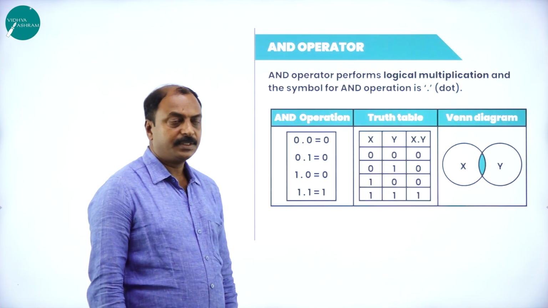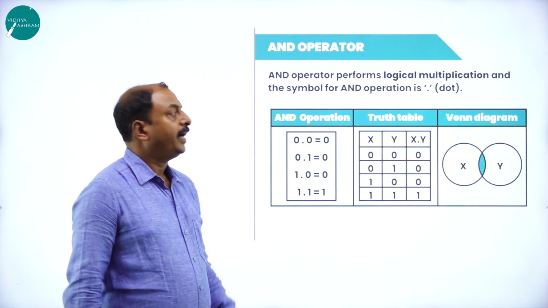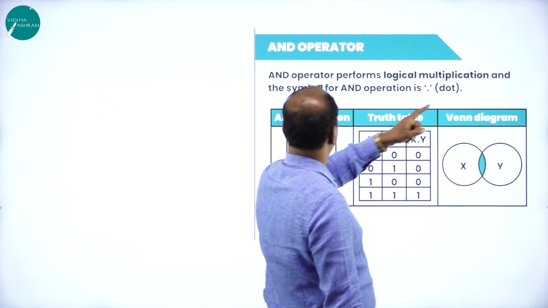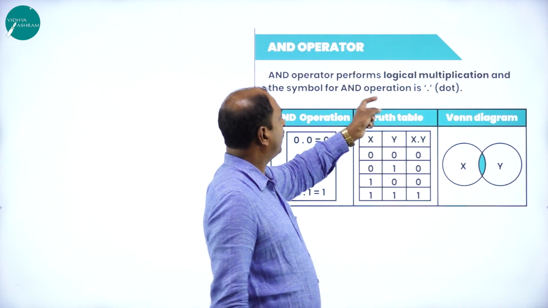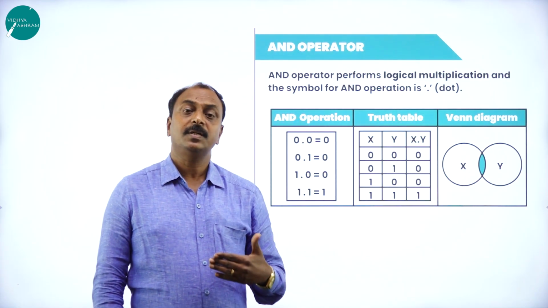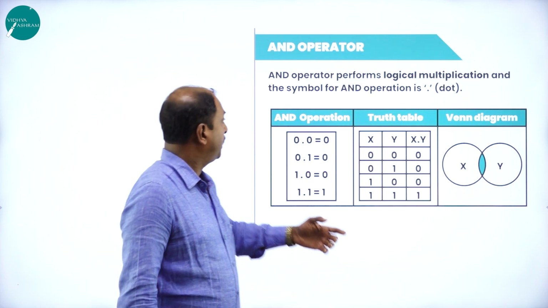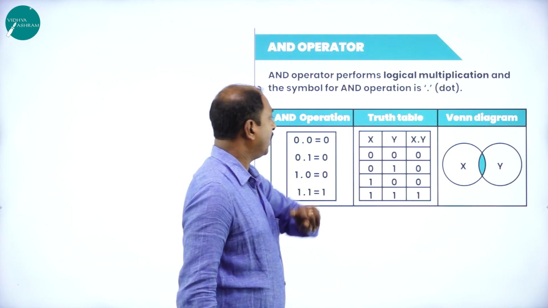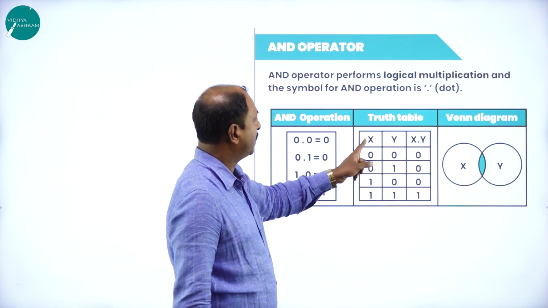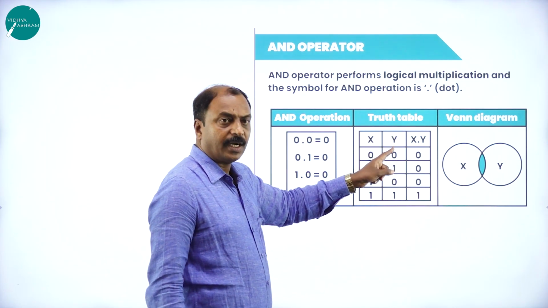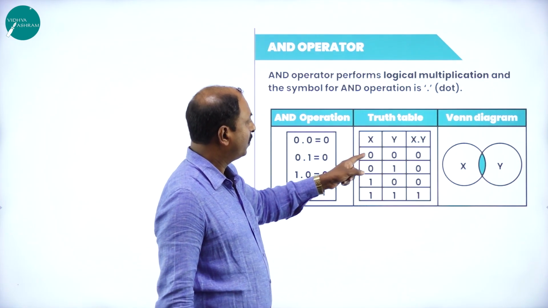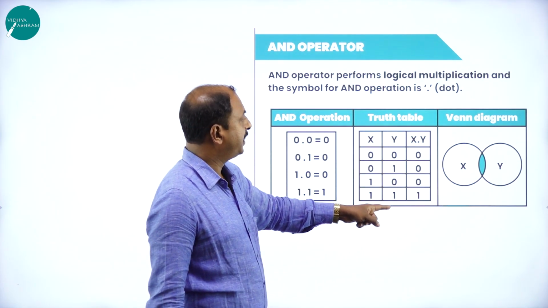The next operator is the AND operator. The AND operator performs logical multiplication, and the symbol for the AND operation is a dot. So here it is logical multiplication, and the symbol we use is the dot. Now look at the truth table here. There are two variables, x and y, as we have seen in the previous slide. Here are four combinations and the result.